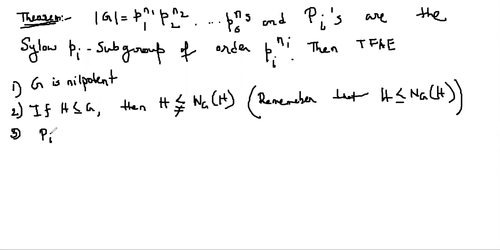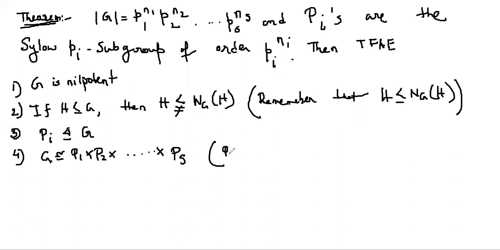Third, the subgroups Pi are normal in G, and fourth, G is isomorphic to the external direct product of the Sylow subgroups. See, again I wrote too many dots. And again here what you should remember is that whether G is nilpotent or not, in any case G is equal to the product of these subgroups. But what the statement demands is that it should be an external product of Sylow subgroups.